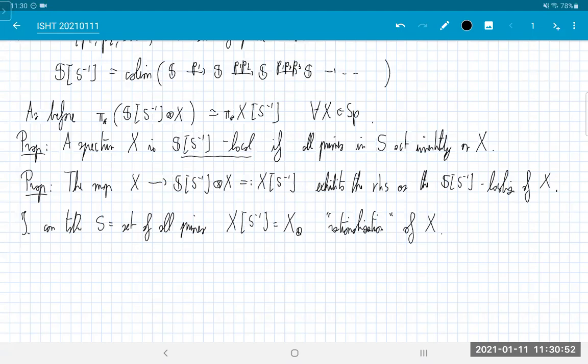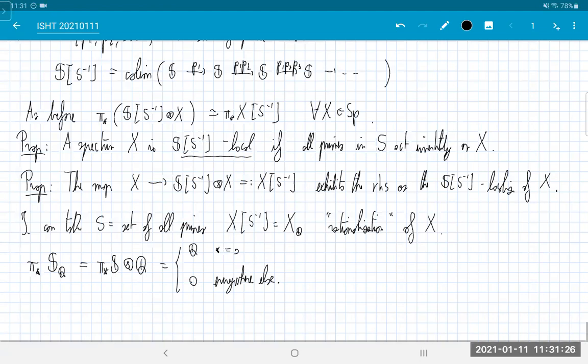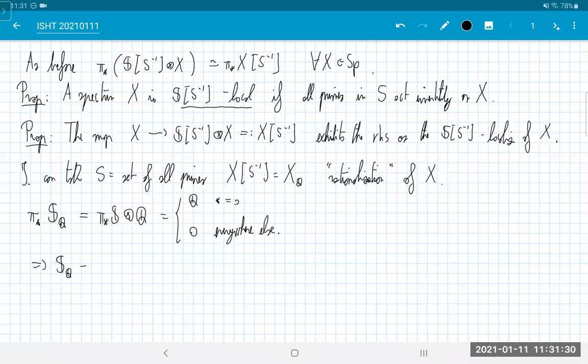And here I'm going to have to use again that theorem by Serre that I mentioned last time. I have that pi star of S_Q is pi star of S tensor Q, which is Q in degree zero and zero everywhere else, because all other homotopy groups of spheres are finite groups. In particular, this implies that S_Q is HQ. The goal is to say that rational spectra are sort of algebraic. I'll state a precise theorem in this sense later. I won't be able to prove it, unfortunately, but I want to prove some results in this direction.